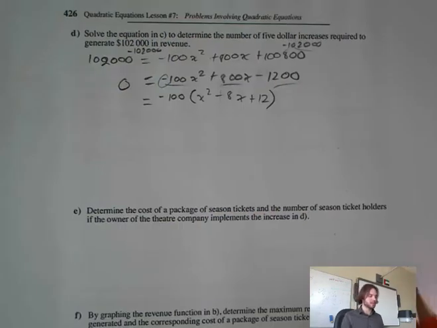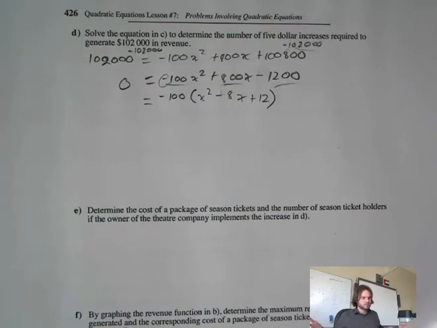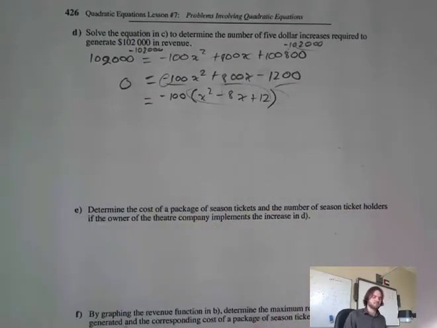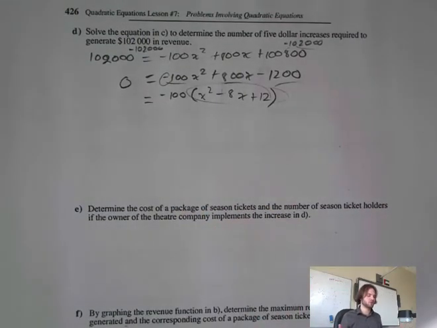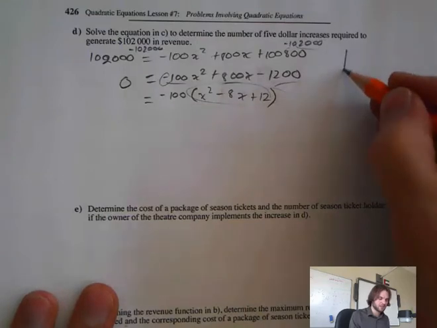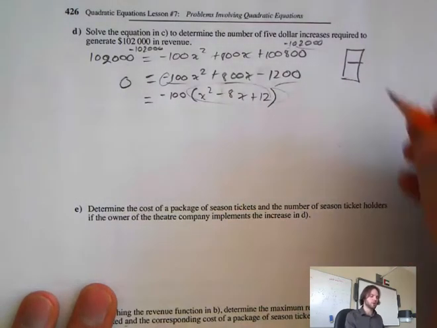Now I could use my trusty box method, or I could use the graphing calculator. If you're using the graphing calculator to do this, you could do that as well. Or you could use the quadratic formula. I use the box method because I think this one is nice and simple. It's good for the box method.